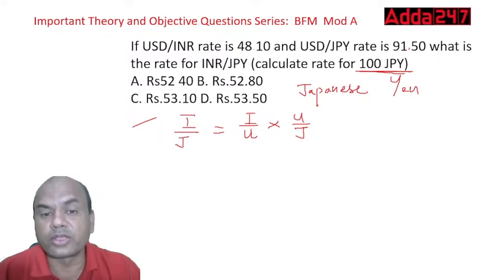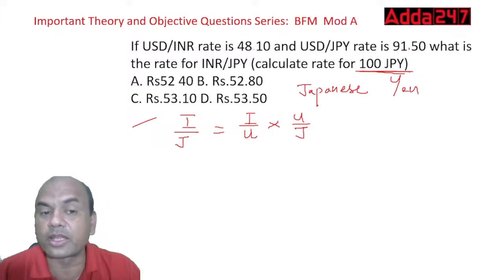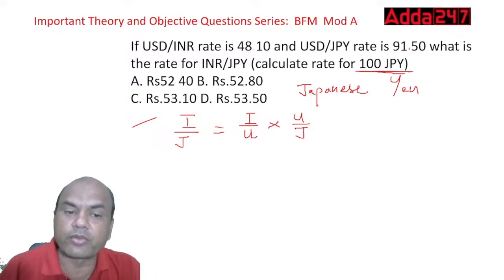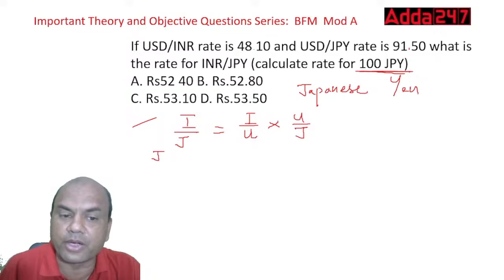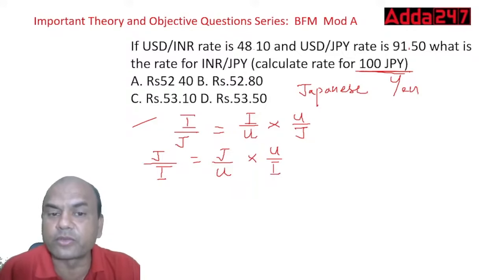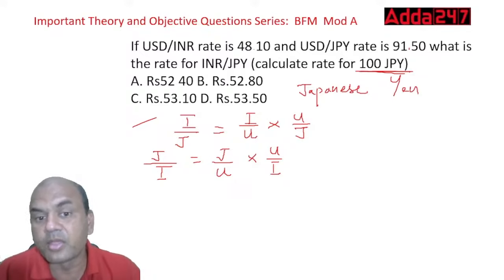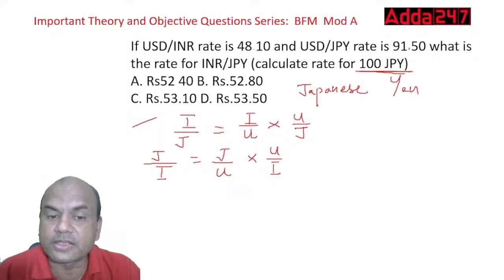See here, when I am saying INR to JPY, I want this rate, and JPY to INR. See here, it's actually the reverse one. Whenever we find this rate, we find it this way, JPY to INR, and then JPY to USD into USD to INR. This is what we find out always. So now first find out this. If they ask you in INR to JPY, you can reverse this later. Because this rate is difficult to find out. This rate is very simple.